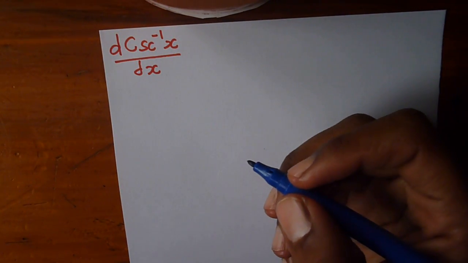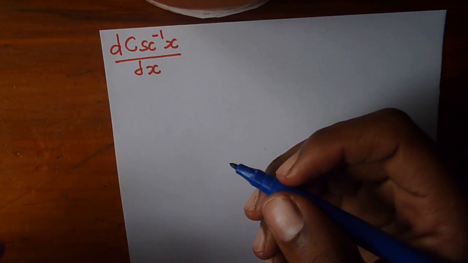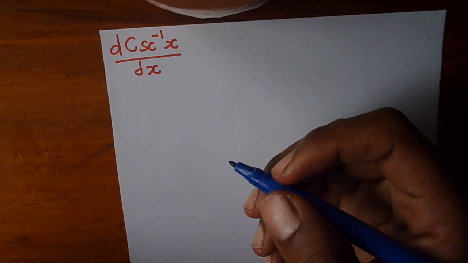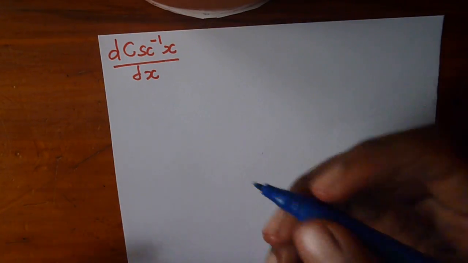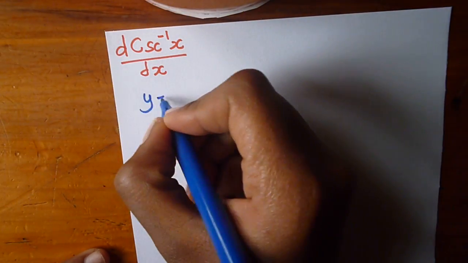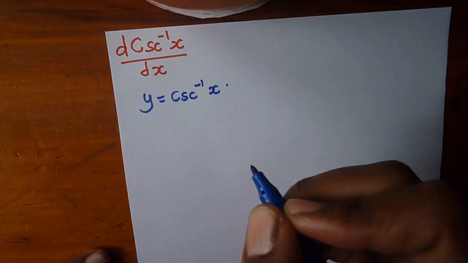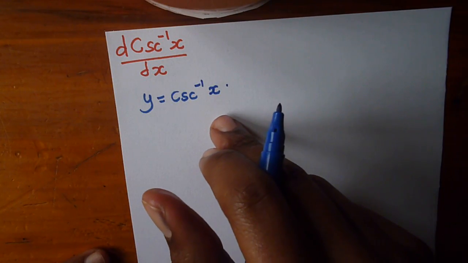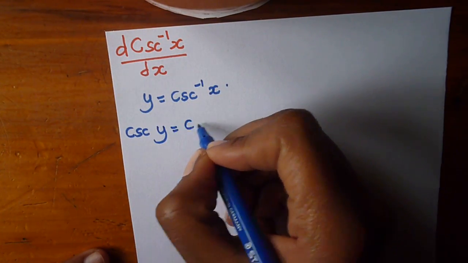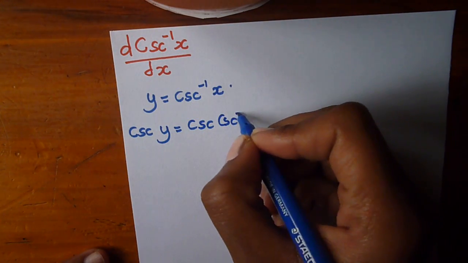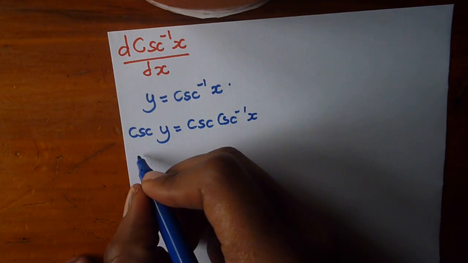Hello, today I'm going to show you how to get the derivative of cosec inverse x with respect to x. So the first thing you do, you equate cosec inverse of x to y. Then we multiply both sides by cosec. Cosec and cosec inverse will cancel out, so you'll remain with cosec y equals x.